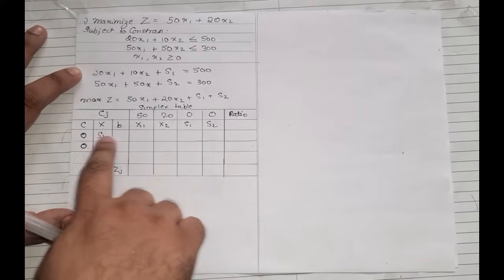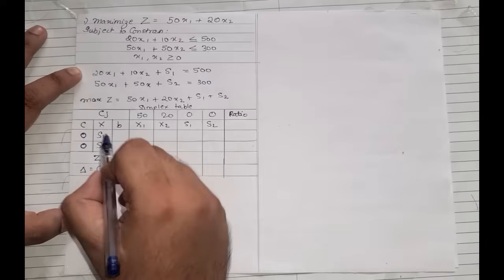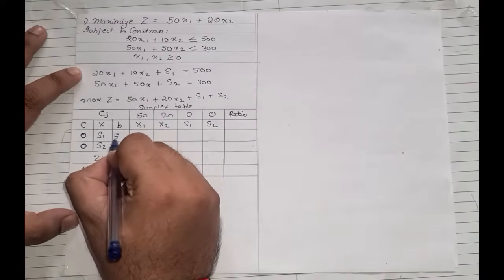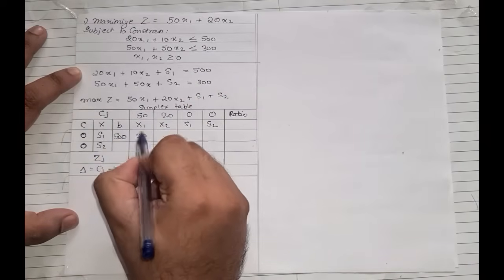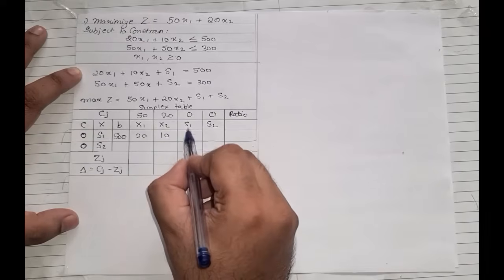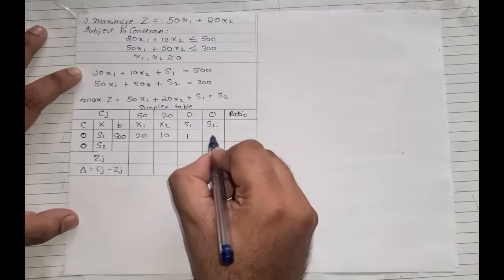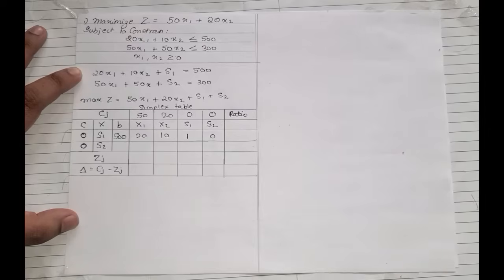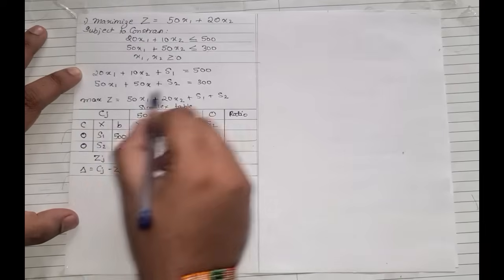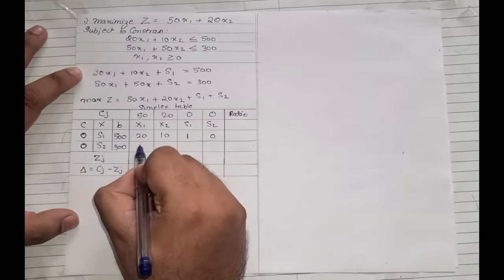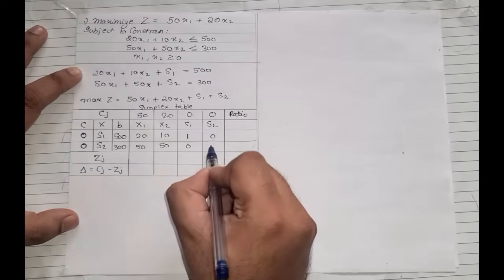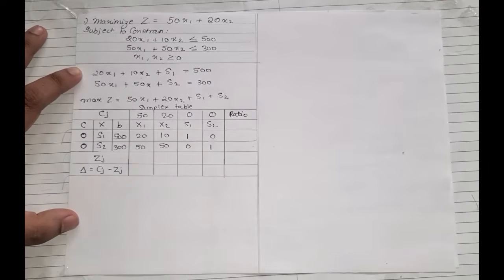Step number 2, now this is our first constraint. S1 is in the first constraint. B stands for the total value which they are giving you, so that's 500. The value of X1 is 20, X2 is 10, S1 is present here so we'll consider that as 1. S2 is not there in that equation, so we keep it as 0. Same way for S2, that is the second constraint. The total is 300. This is 50, this is 50. S1 is not present in this, S2 is present, so we write it as 1.